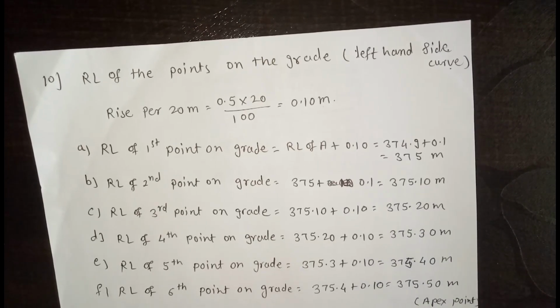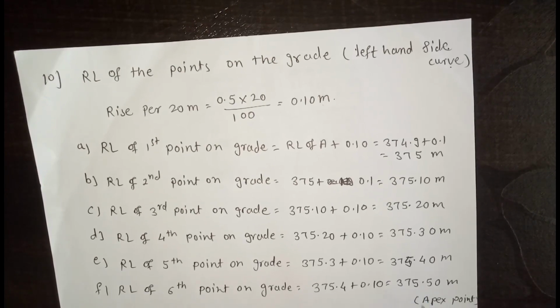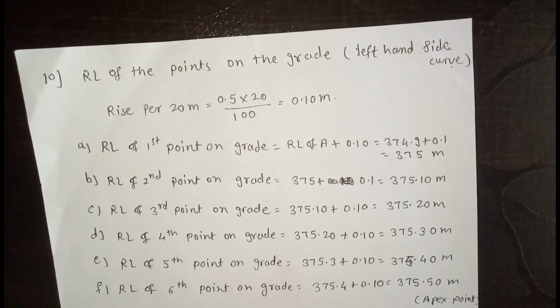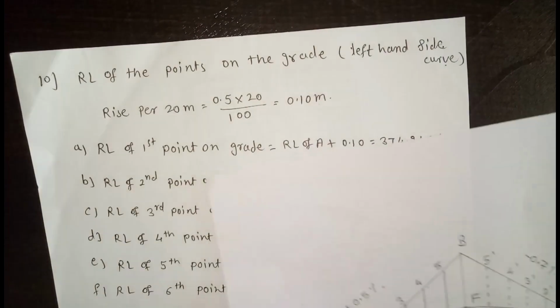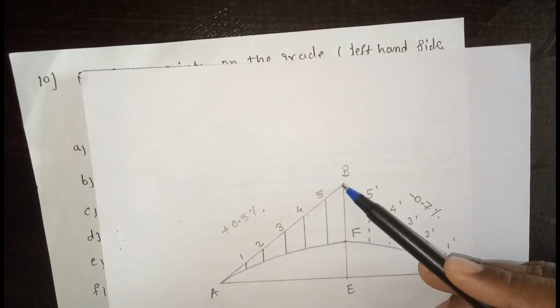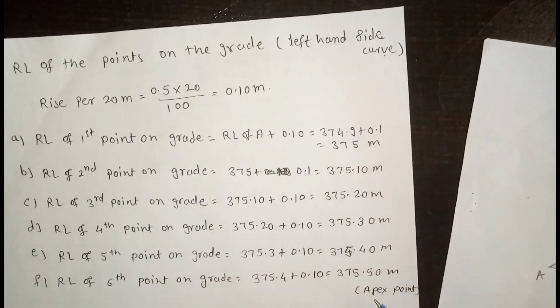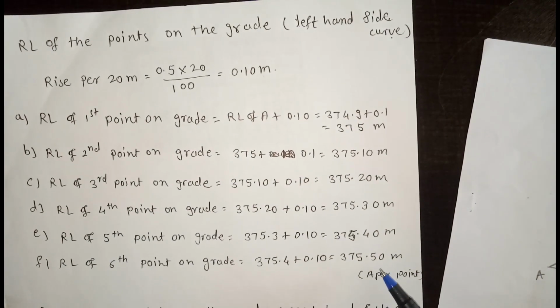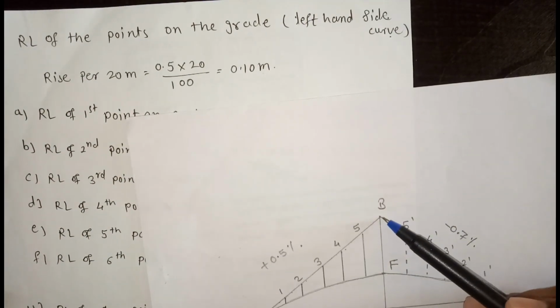So RL of the 6th point on the grade is 375.4 plus 0.10, which is equal to 375.50. We know that 375.50 is RL of B, which was already given and we have calculated again. So that is the check. The 6th point is the B point, or apex point.